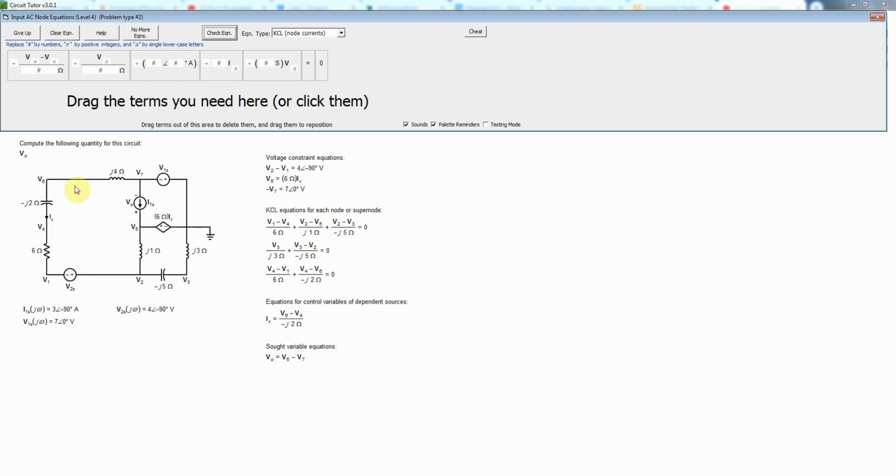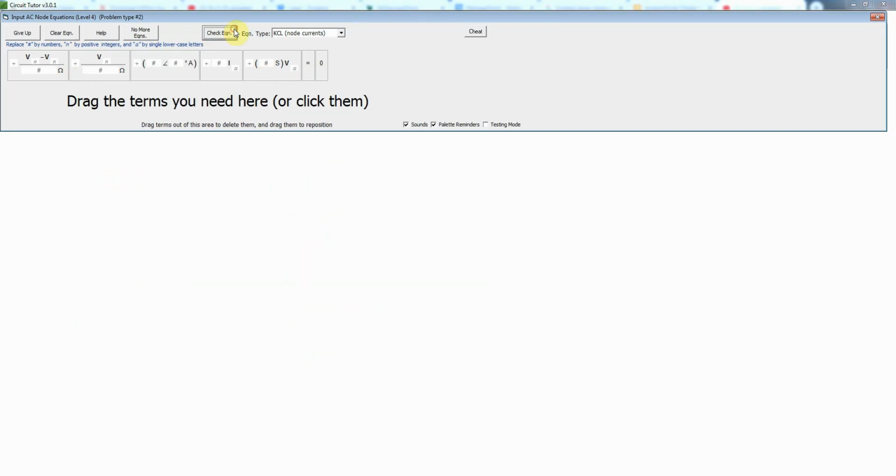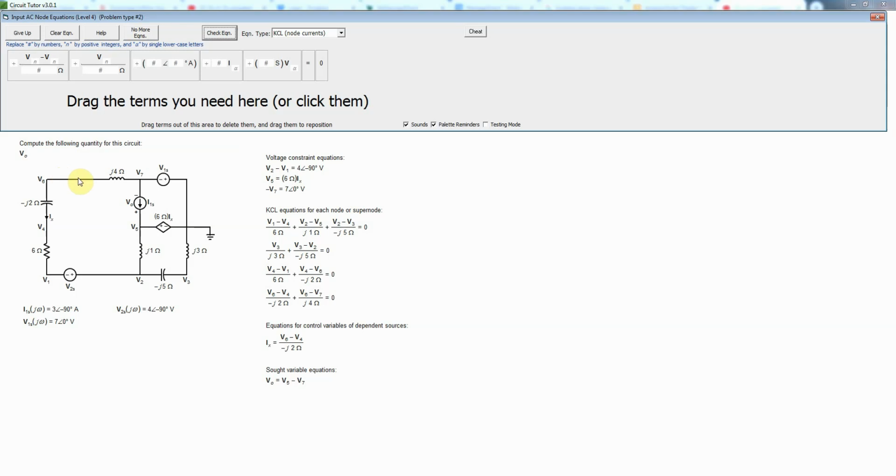So let's go instead to node 6, which has two impedances connected, neither one of which goes to ground. So we need two terms like this equal to 0. The first one will be V6 minus V4 divided by negative j2 ohms. And the next one will be V6 minus V7 divided by j4 ohms. That's the current going to the right through this inductor. Okay, so that takes care of node 6.